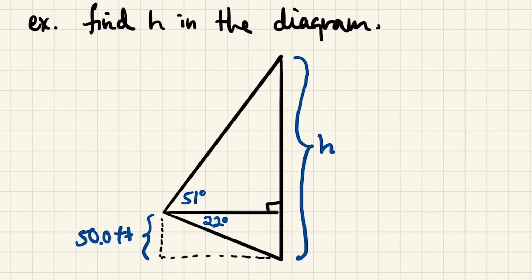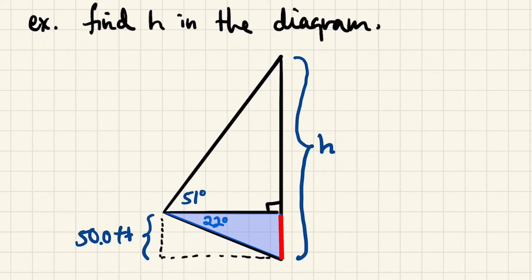I recommend pausing the video right now and actually legitimately trying to come up with a plan on your own here. And then when you're ready, hit unpause. All right, so we have two triangles here, and we're going to need to use both of them. So we know something about this triangle. We know that this length is 50 feet.